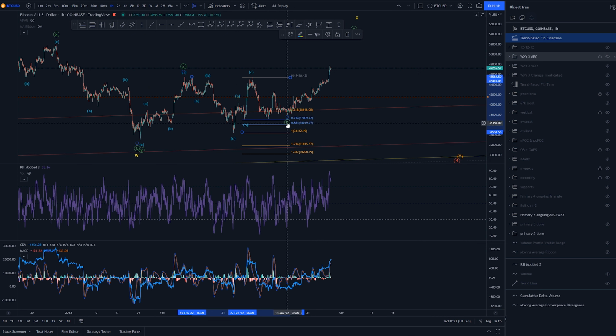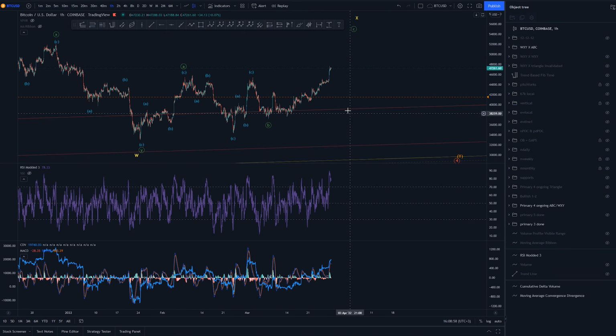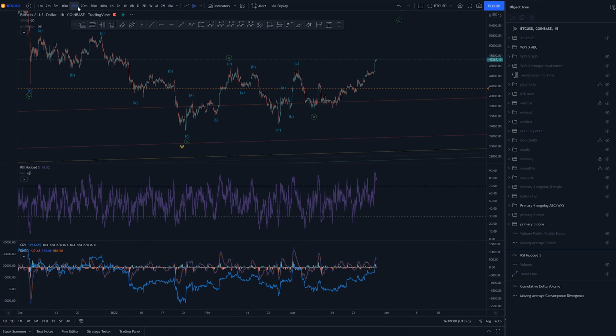We need 3 waves to B, but the last wave here should be 5 waves. Now we could argue having the wave B here, but getting closer and checking out the wave count for this part.